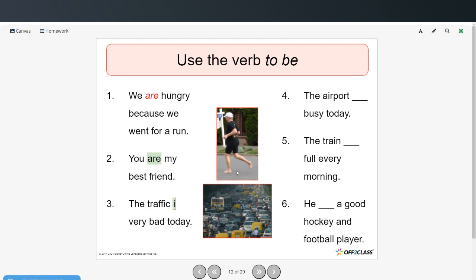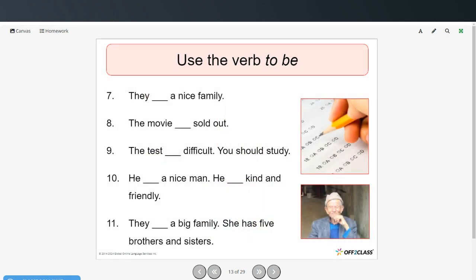The traffic is very bad today. The airport is busy today. The train is full every morning. He is a good hockey and football player. They are a nice family. The movie is sold out. The test is difficult. You should study.